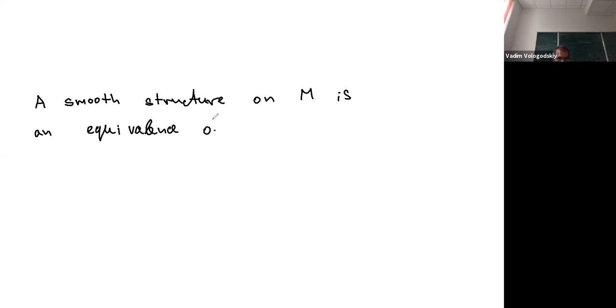So a smooth structure on M, and that's kind of the main concept, at least of today's lecture, is an equivalence class of smooth atlases. Okay.